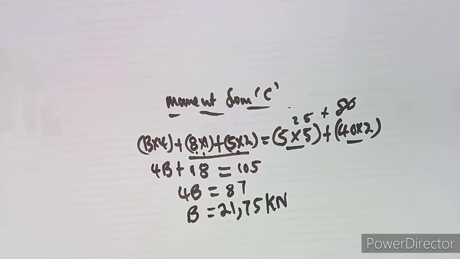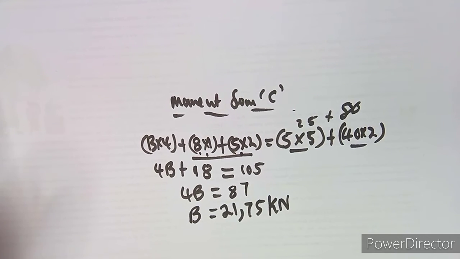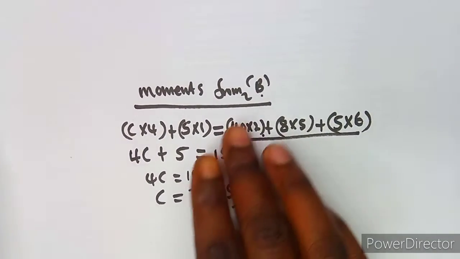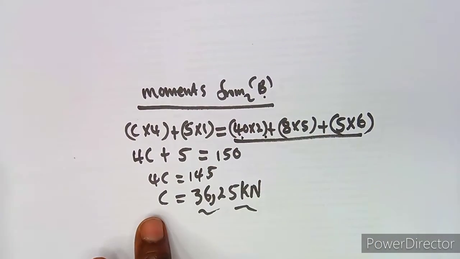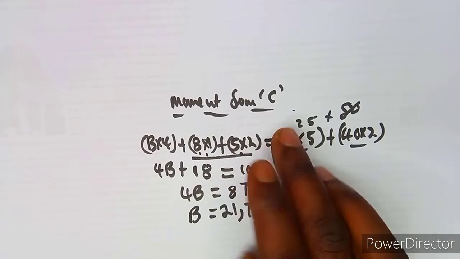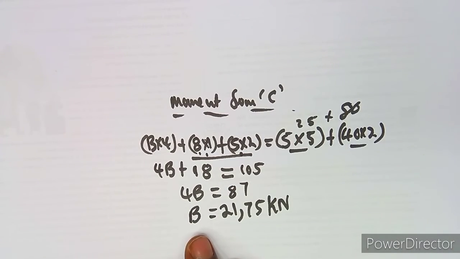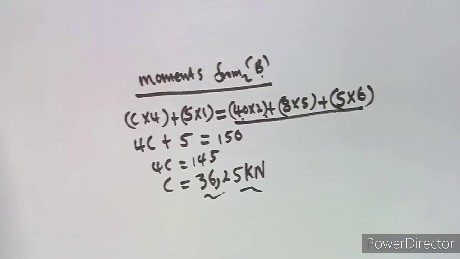So basically, guys, when you are working with these typical questions, what you need to understand is that the moment is actually the force by the distance that you'll be given. So which distance you are going to use is important. When you are taking moments about B, you're going to find C. When you take the moments about C, you're going to find B. That is what is important also.